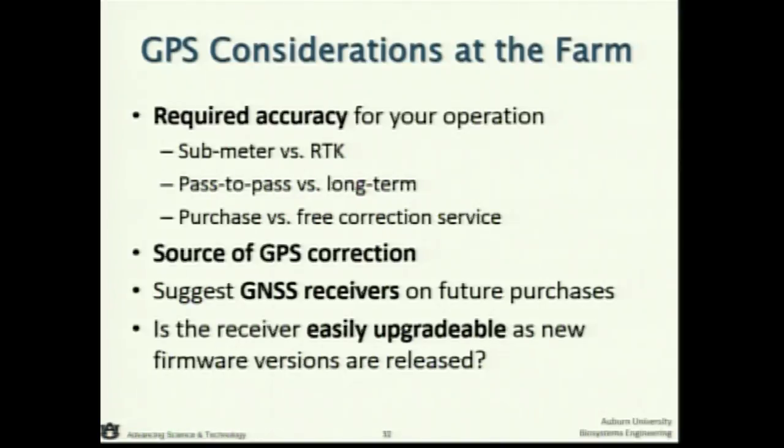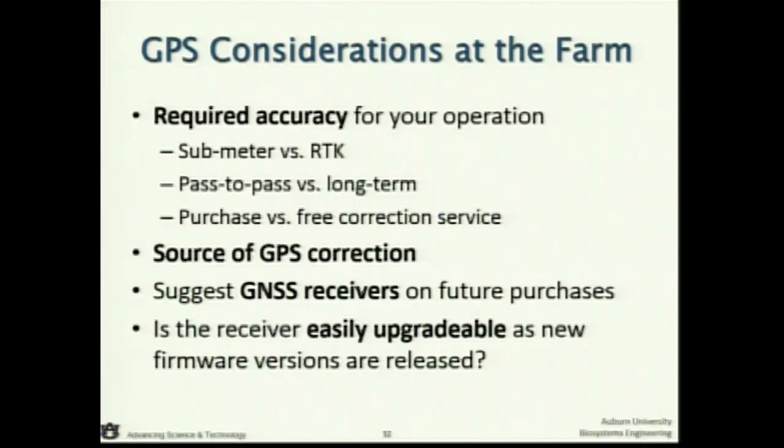Don't expect someone to tell you there's 6 to 13 inches of pass-to-pass accuracy and that it's going to be the same for next year. So how are you going to get your correction, or what's available to you? What's your source for that GPS correction? That's sometimes a hurdle: what is available to me, and who do I need to go talk to?